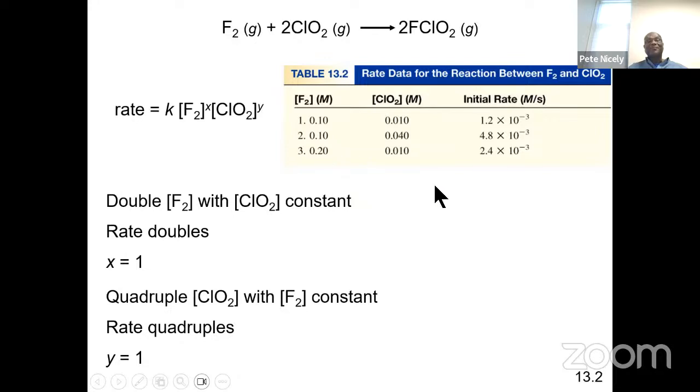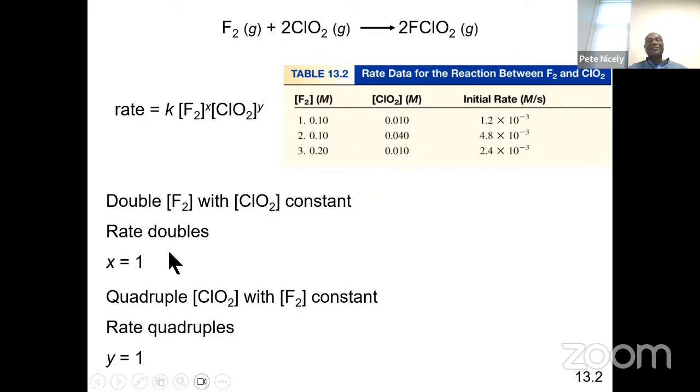Now, if you compare experiment 1 and experiment 3, you'll notice that the concentration of fluorine is doubled, while the concentration of ClO2 remains the same. And what effect does that change in the concentration of fluorine have on the rate of the reaction? Initially, it was 1.2 times 10 to the minus 3 when the concentration is 0.10. Now it is 2.4 times 10 to the minus 3 when the concentration is 0.2. So again, what you find is that the rate of the reaction is directly proportional to the fluorine concentration, because as the fluorine concentration is doubled, so does the rate.